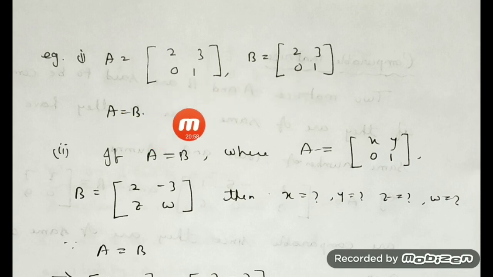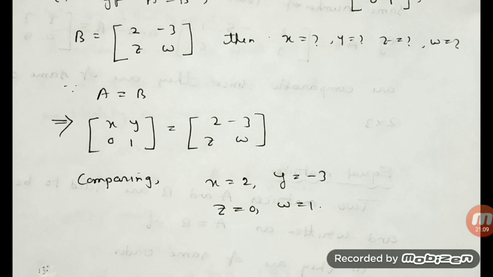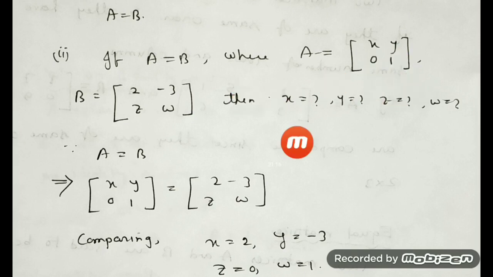But sometimes it is given like this. Suppose A and B are equal, where A is this one and B is this one. Then you have to get the values of x, y, z and w. So what is given here? Comparing, we can get it. So A is equal to B is given. So put their corresponding values. A means x, y, 0, 1, and this is 2, 3, z, w.